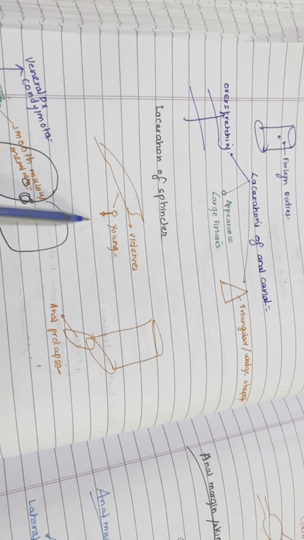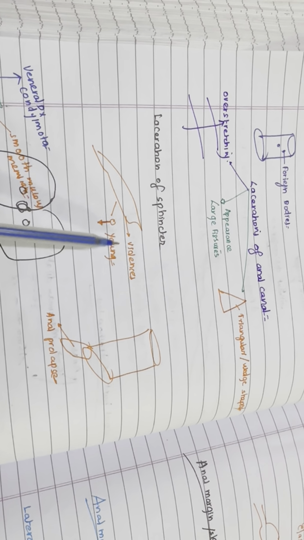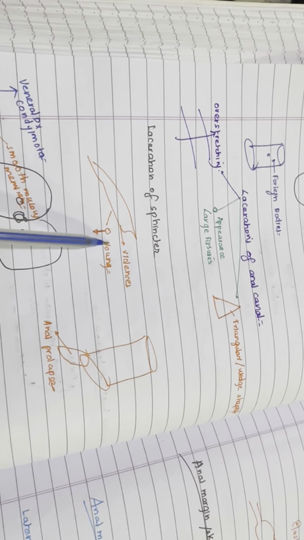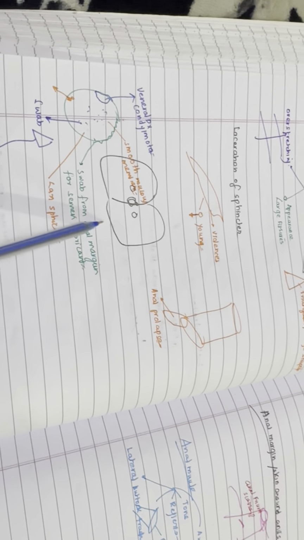Laceration of the sphincter is seen if violence has been used, especially if the victim is young, rare in adults. Anal prolapse.